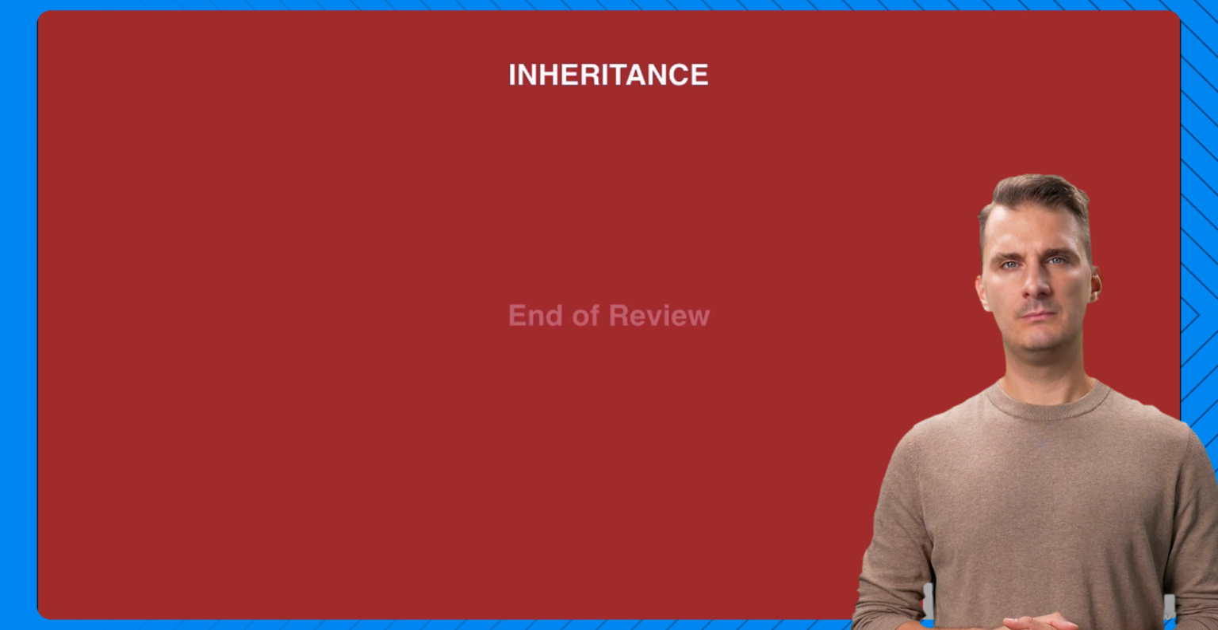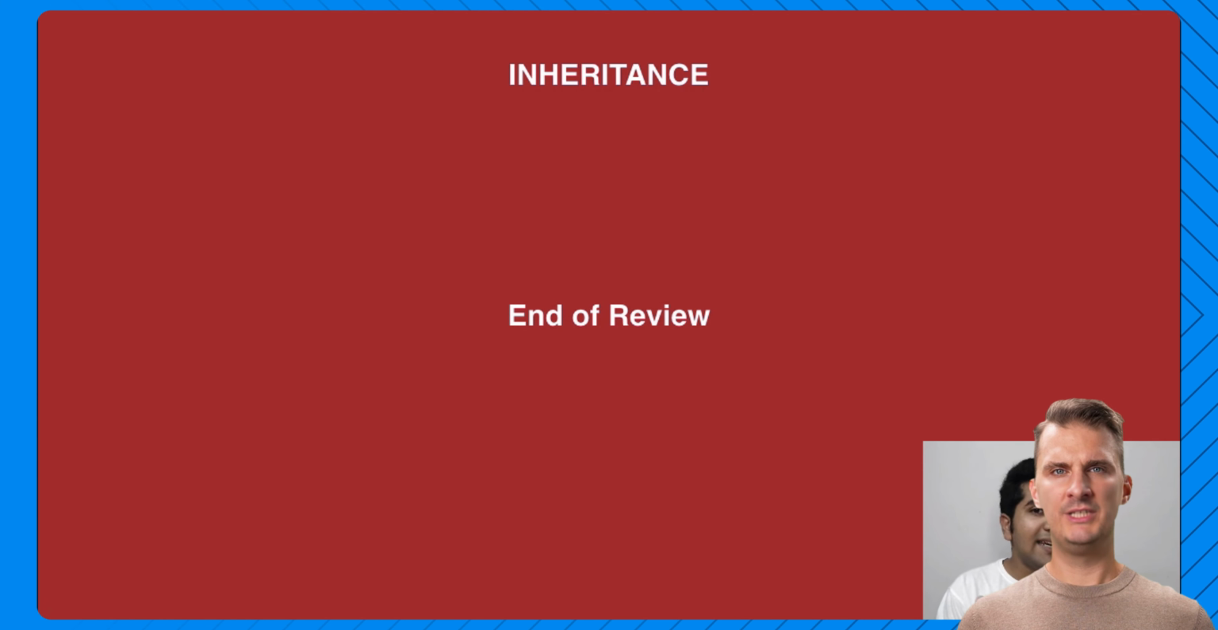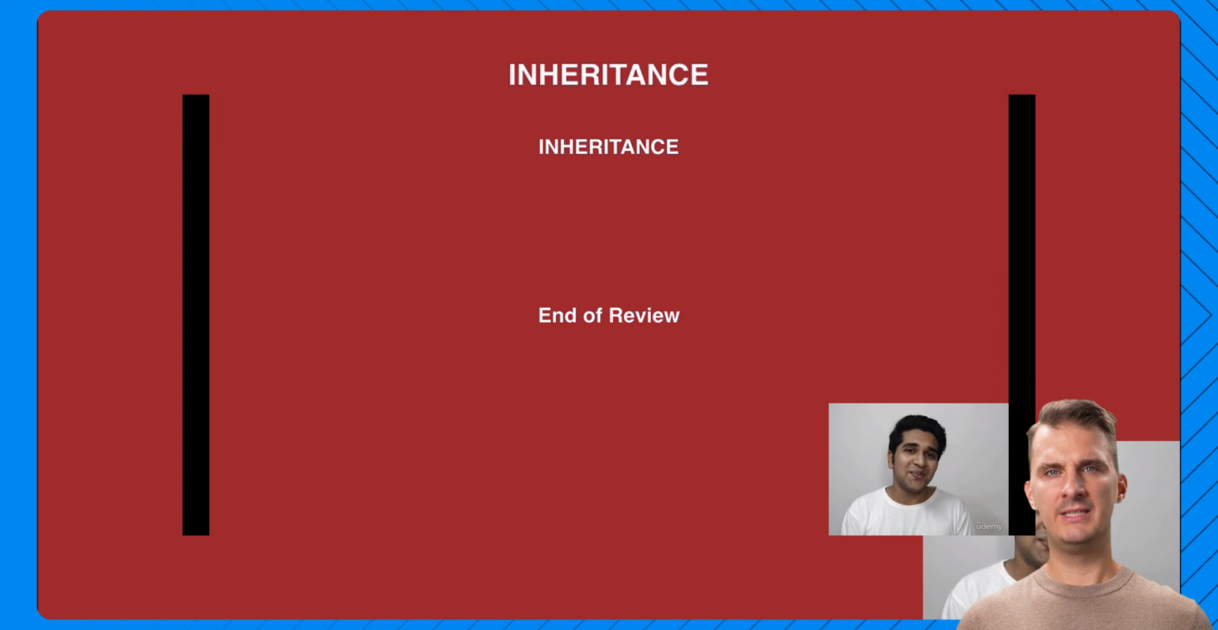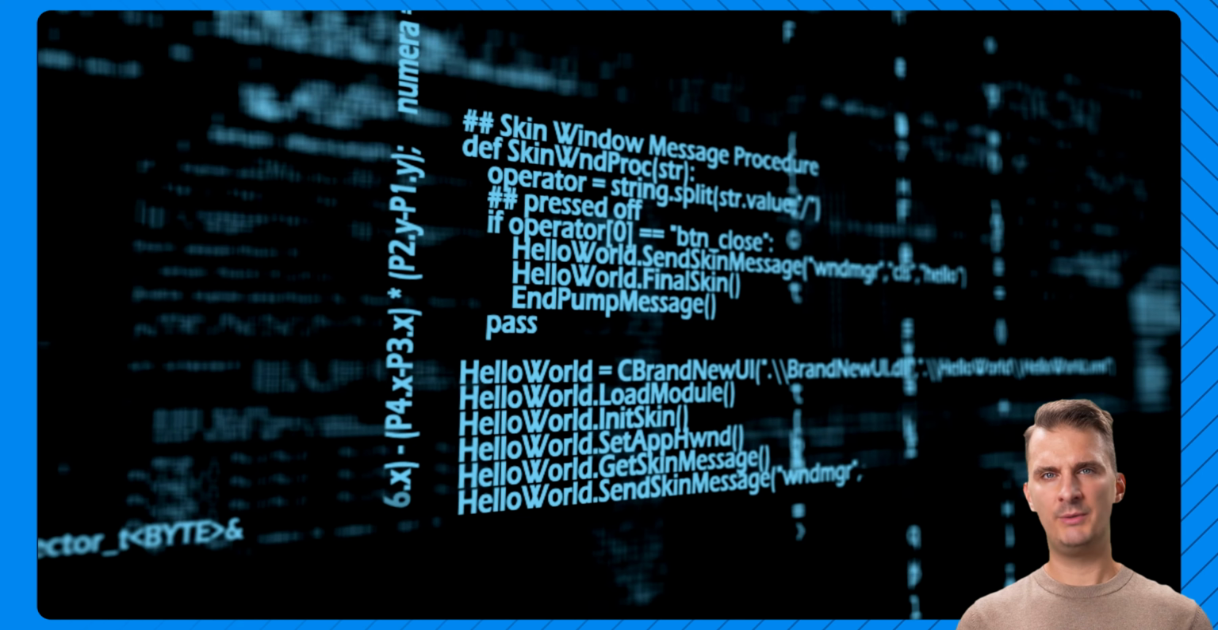So that's the end of this section on inheritance. I'll see you in the next section where you will learn about the fourth pillar of object-oriented programming, which is polymorphism.